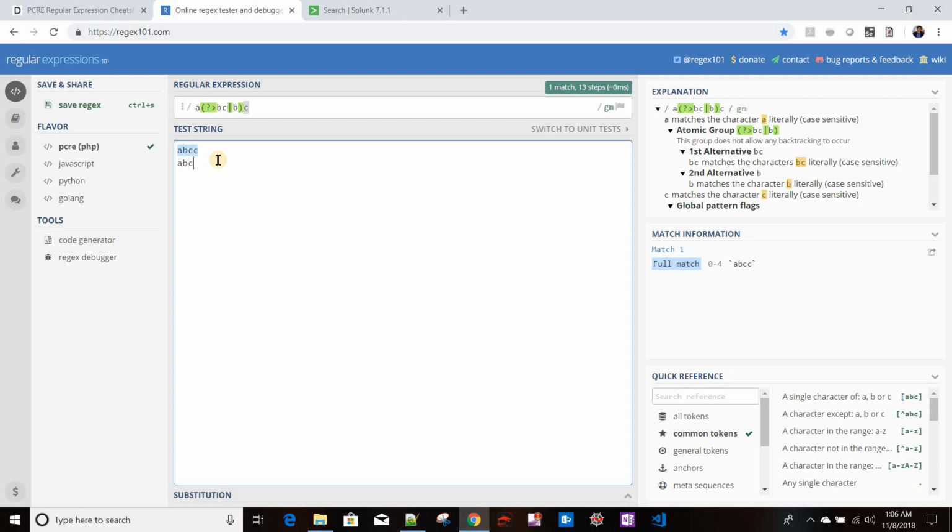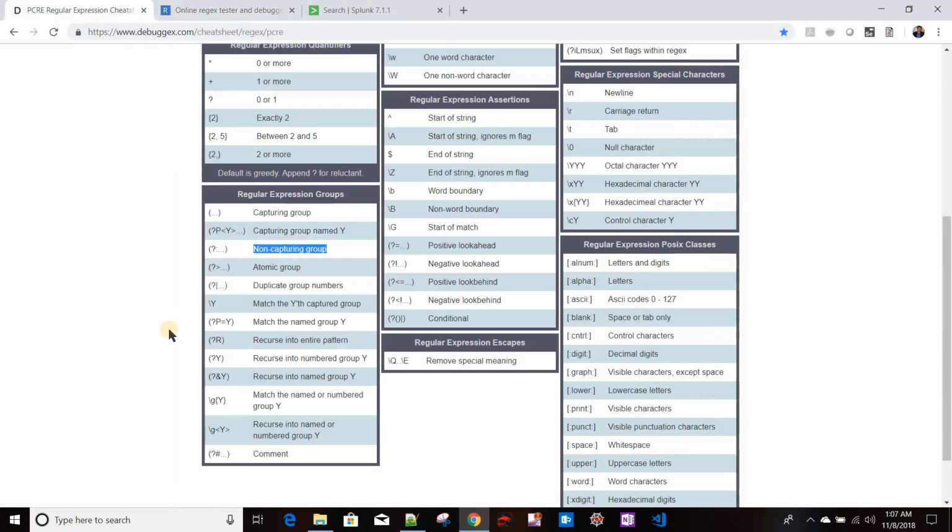So this is the difference between atomic grouping and normal grouping or named grouping basically. Atomic groupings you can think of as restricting the number of possibilities of a regular expression. Based on that you can match as well, and it is faster compared to normal grouping as well. So this is the concept of atomic grouping.